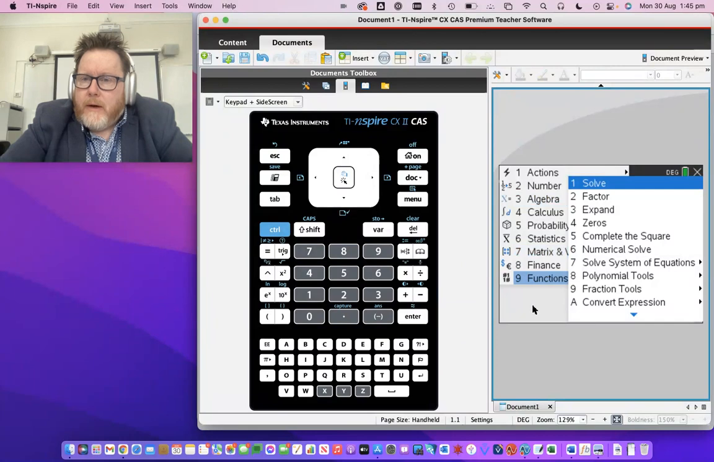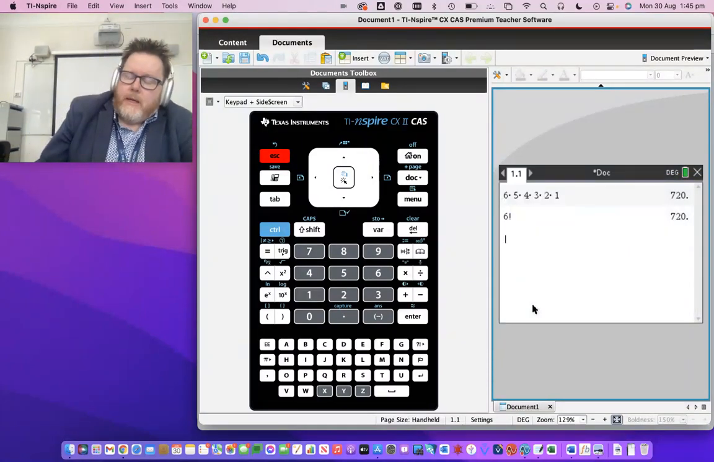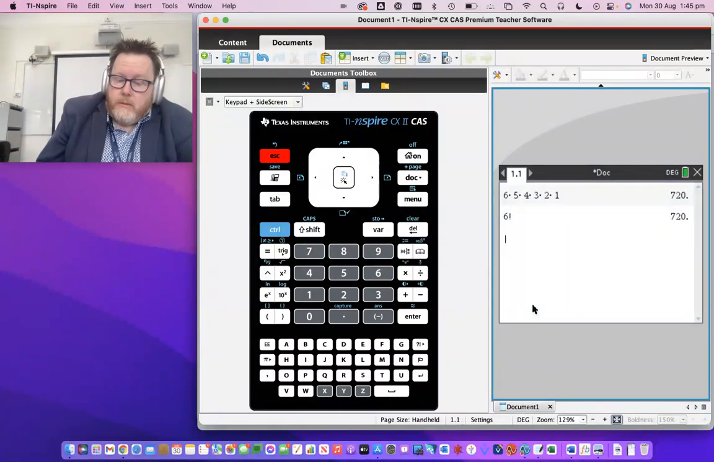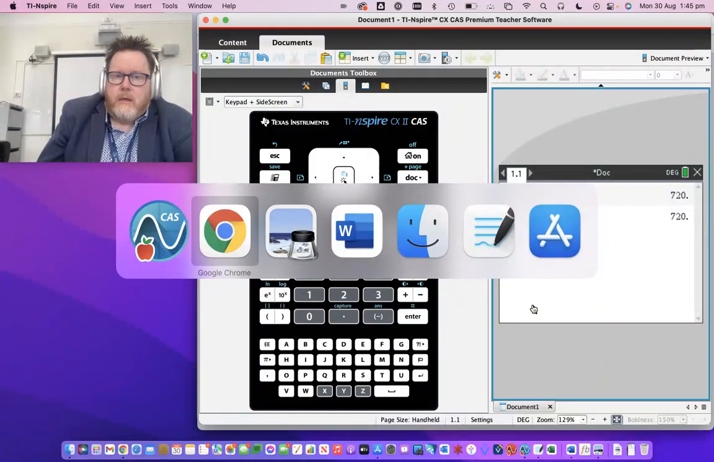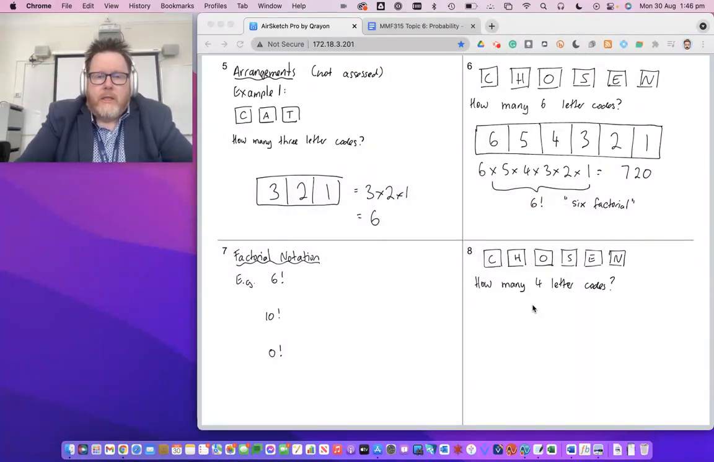Okay, so it doesn't matter anyway. So 6 factorial is how you do it. And it's a bit of a time saver. Just moving back to the factorial notation. And so looking at the bottom left-hand corner there, I've got a few notations here.